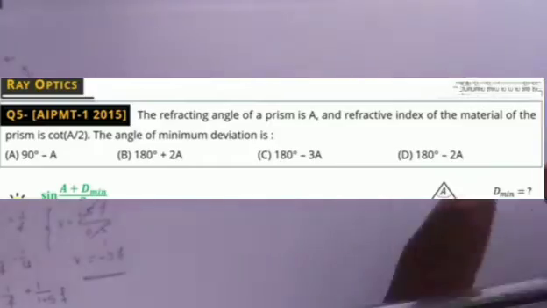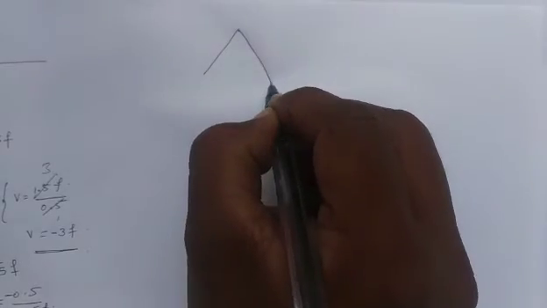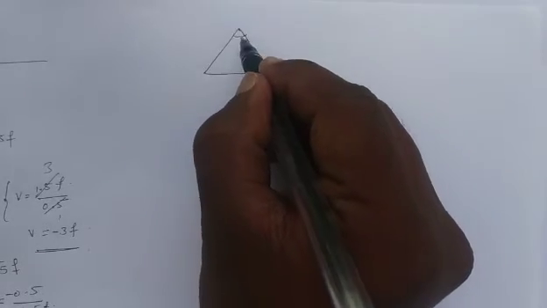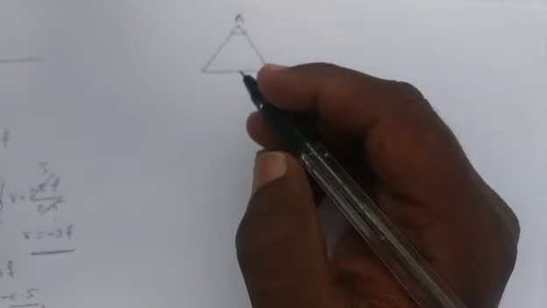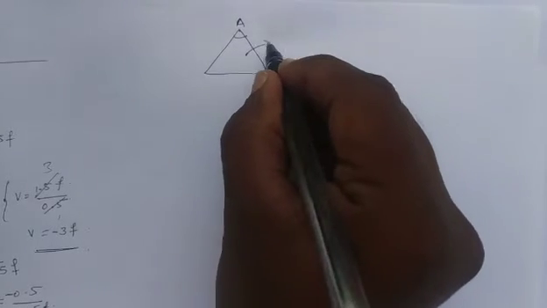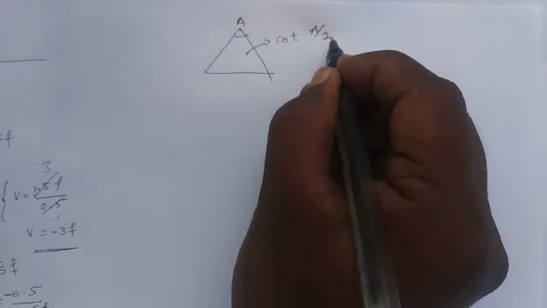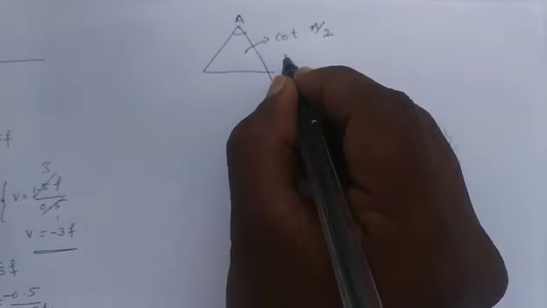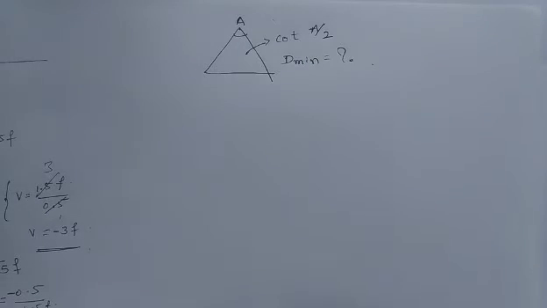Here in this question, the refracting angle of a prism is A. So this one is a prism, and the angle of prism we consider A. The refractive index of the material of the prism is cot A by 2. And here we want to calculate the angle of minimum deviation, which is equal to question mark.